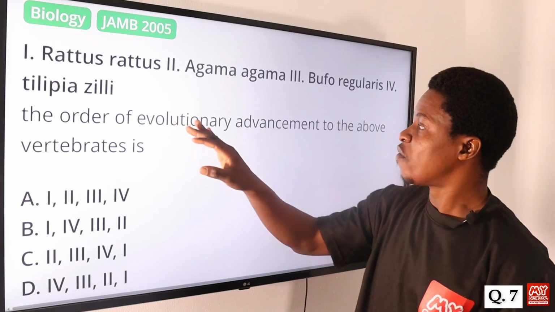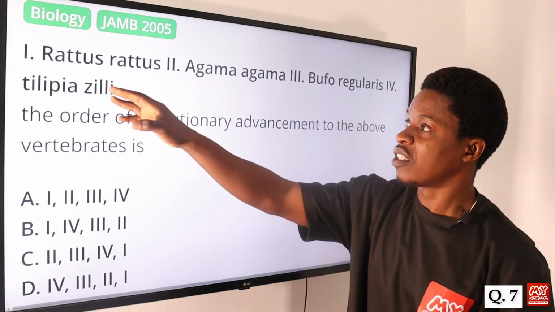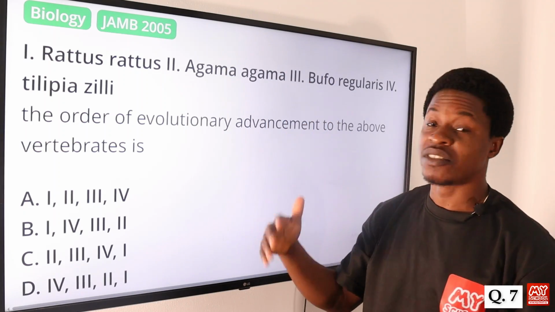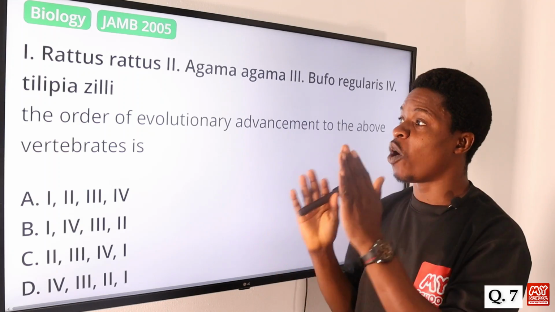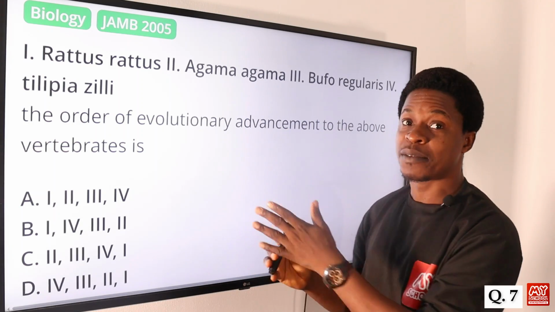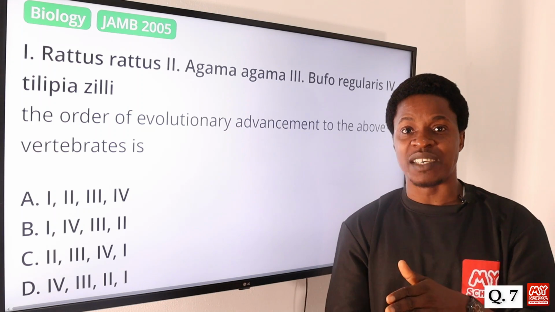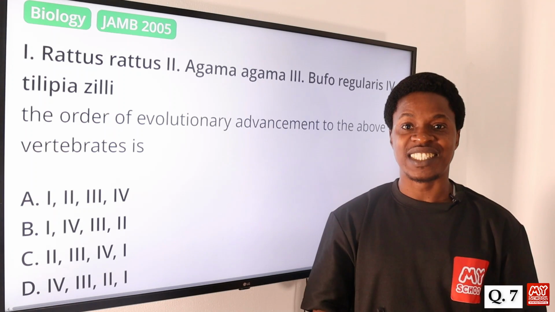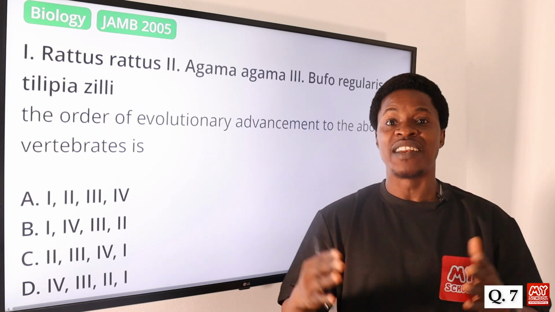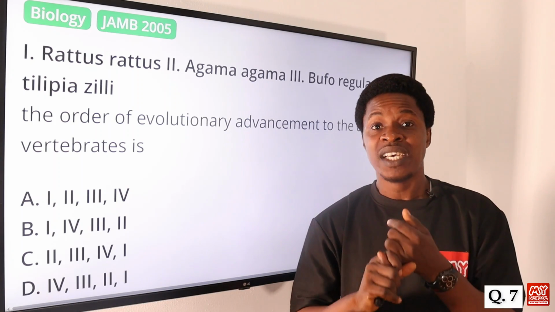So the order of evolutionary advancement of the above vertebrates is what? They are all vertebrates, because they all have what? Backbones. How do we arrange them? There is an order of evolutionary advancement, from the least advanced to the most advanced. Of course, you know that mammals are the most advanced among all of these. But which is the least? Usually it starts from the jawless fish.